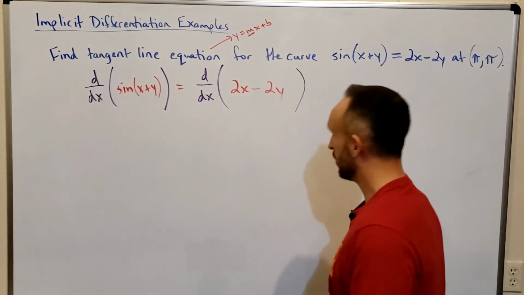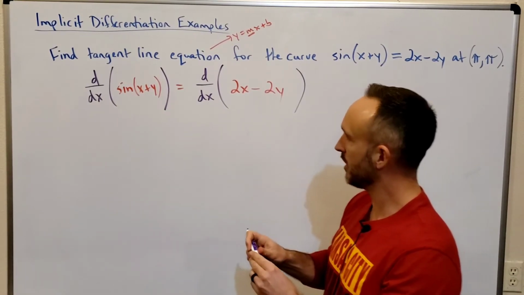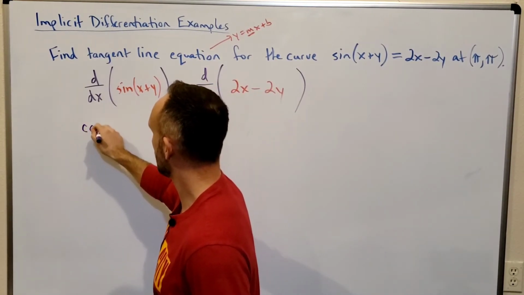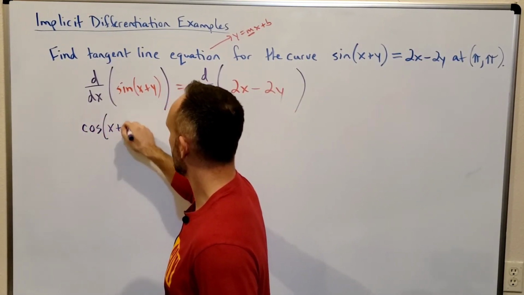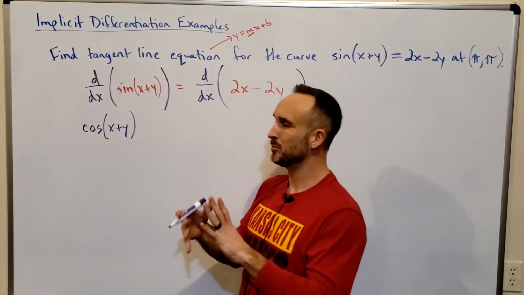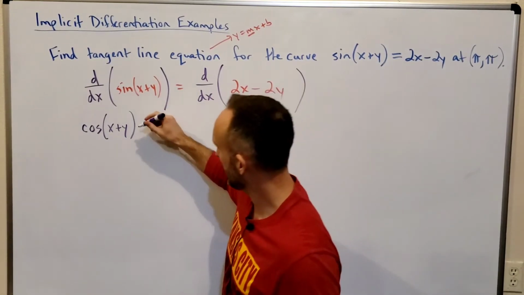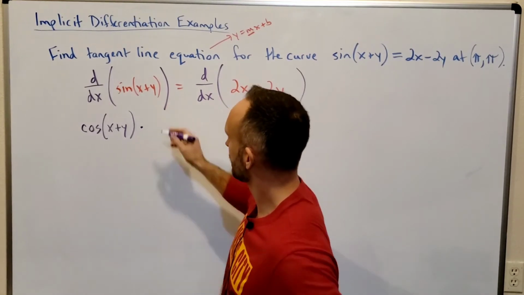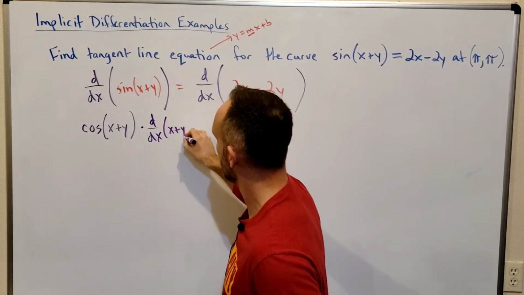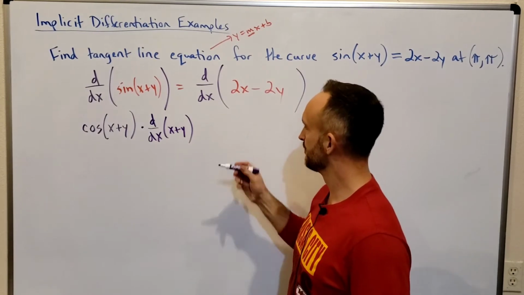So now we go through our implicit differentiation, understanding the difference between x and y. And so on the left side, we've got the derivative of a sine function, which is a cosine function. So the derivative of sine of x plus y is cosine of x plus y, but we have to implement the chain rule because the input here is more than just x. So we still have to multiply by the derivative of the inside, which is x plus y. Okay? So in the next step, we'll actually differentiate that sum.